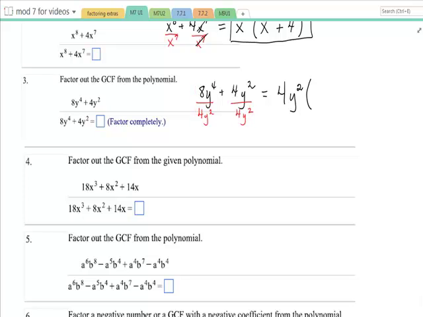4 goes into 8 2 times, and y squared goes into y to the 4th. I subtract the exponents. 4 minus 2 is 2. For the second term, it's going to be positive. The 4's divide out. The y squareds divide out.